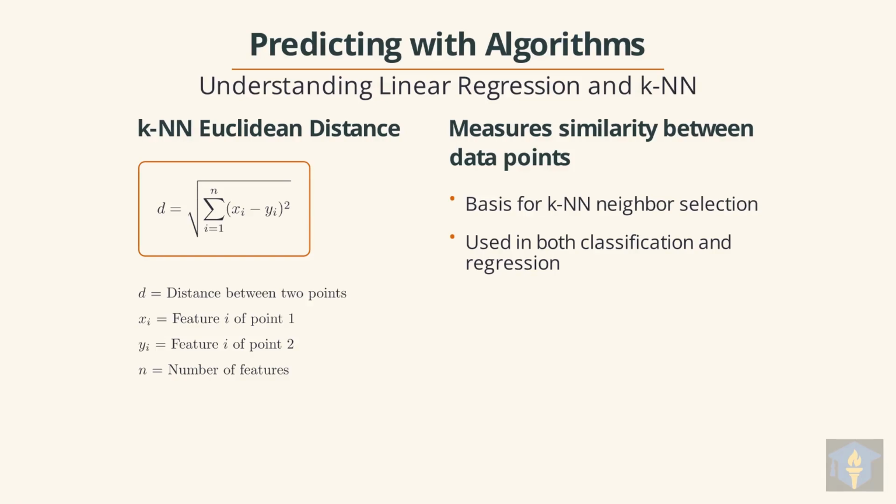This formula measures how similar two data points are by calculating the straight-line distance between them. It forms the fundamental basis for how KNN selects its nearest neighbors to make predictions. Interestingly, KNN is versatile and can be applied effectively for both classification and regression tasks.